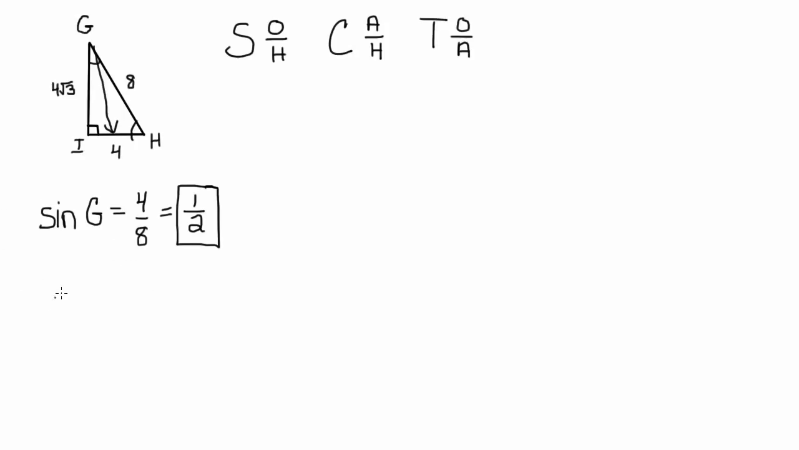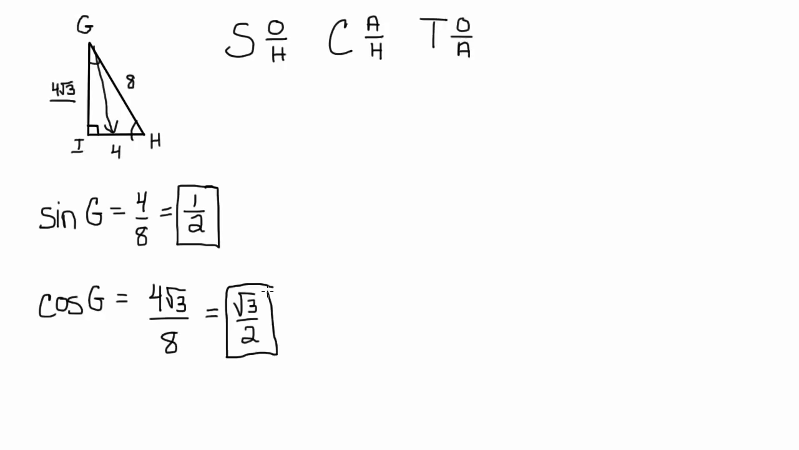Good. Now let's do the cosine of G. The cosine of G is the adjacent over the hypotenuse. So the adjacent is going to be 4√3 over the hypotenuse, which is 8. This reduces, the 4 over 8 goes to 1/2, so just √3 over 2. Perfect. And then the last one is the tangent.